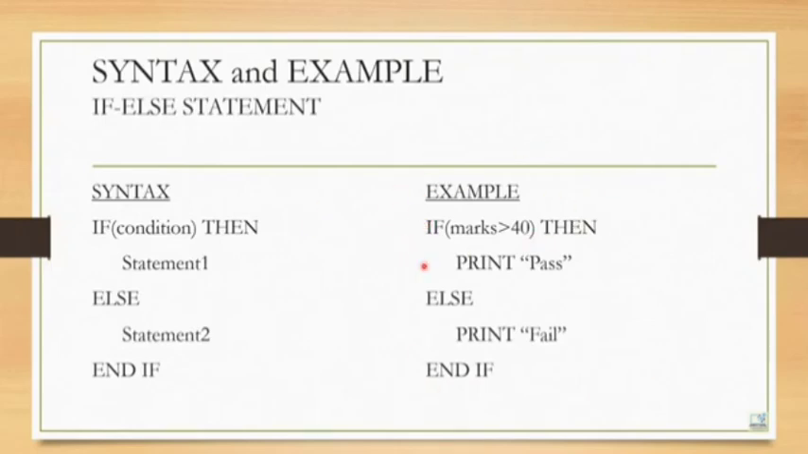Okay, so what will happen? Marks can be anything. Only if the marks is greater than 40, like for example, marks is 50, greater than 40. Yes, so only when the marks is greater than 40, then it will print pass, and if the marks is not greater than 40, then it will print fail. Means when the condition is correct, it goes to the statement number 1, and when the condition is false, it will directly go to the else part and it will print fail. So this is known as if-else statement.